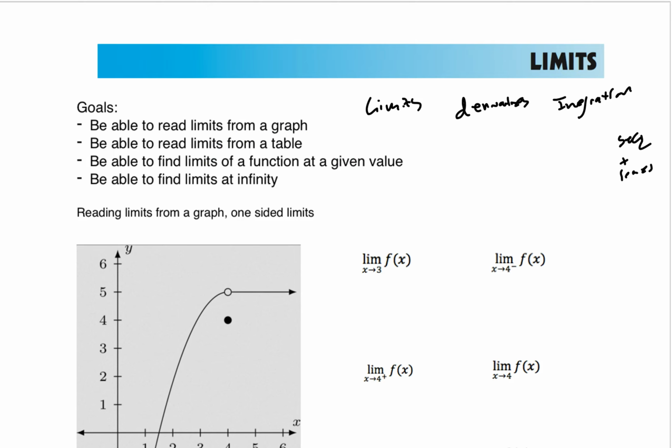By the end of this lesson, the goal is to be able to read limits from a graph like we have here. Read limits from a table, which is the easiest one. Read limits from a function at a given value. So if I'm going to give you a function like f of x plus 3, what's the limit of that at certain values? And then be able to find the limits at infinity. That's like a whole special type of limit.